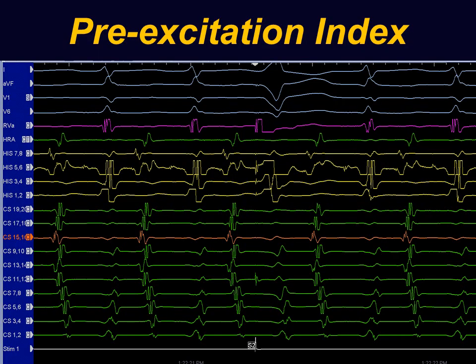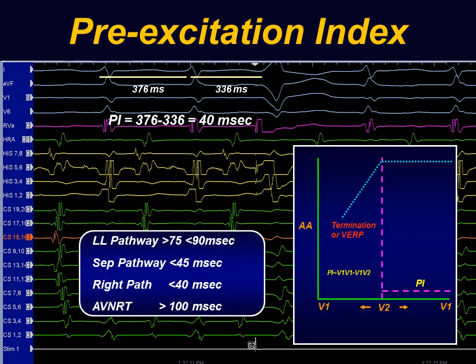So here's one way of calculating: 376 minus 36. It pulls in the A at 40 milliseconds, and typically this is the reference paper from the 1980s. Left lateral pathways take typically 75 to 90. That's how premature this has to be. Septal pathways less than 45. Right-sided pathways are less than 40.